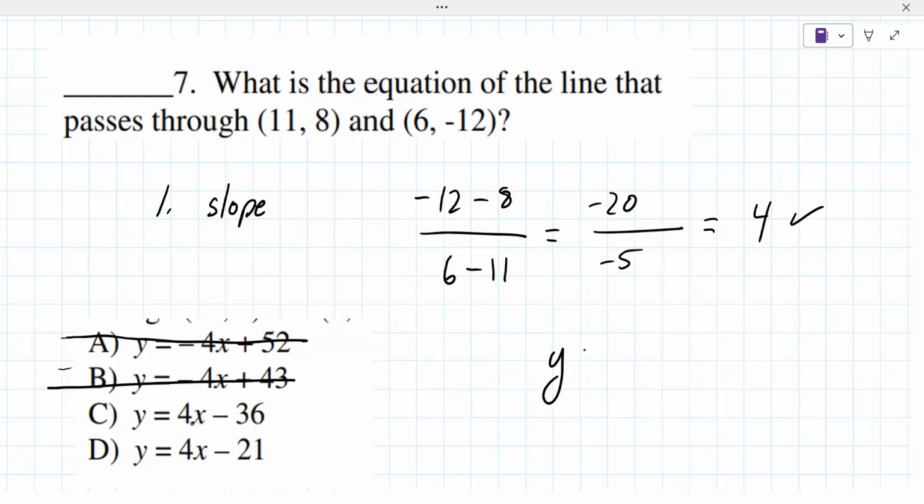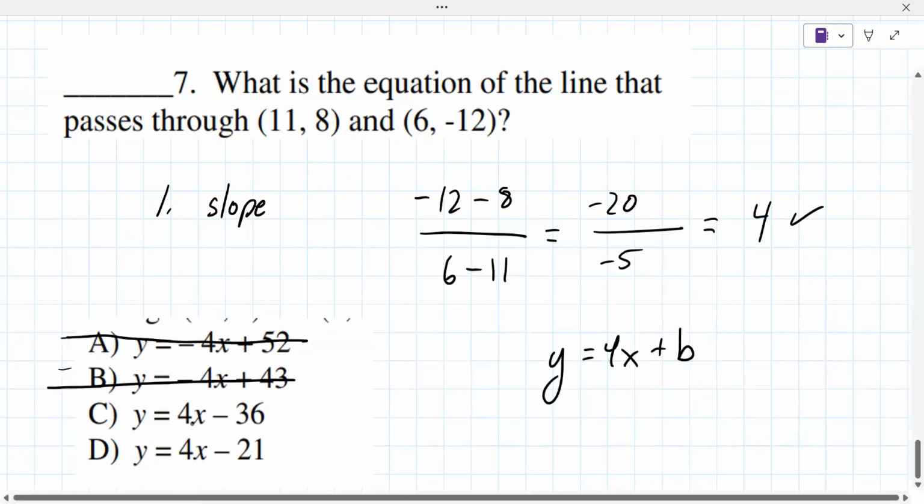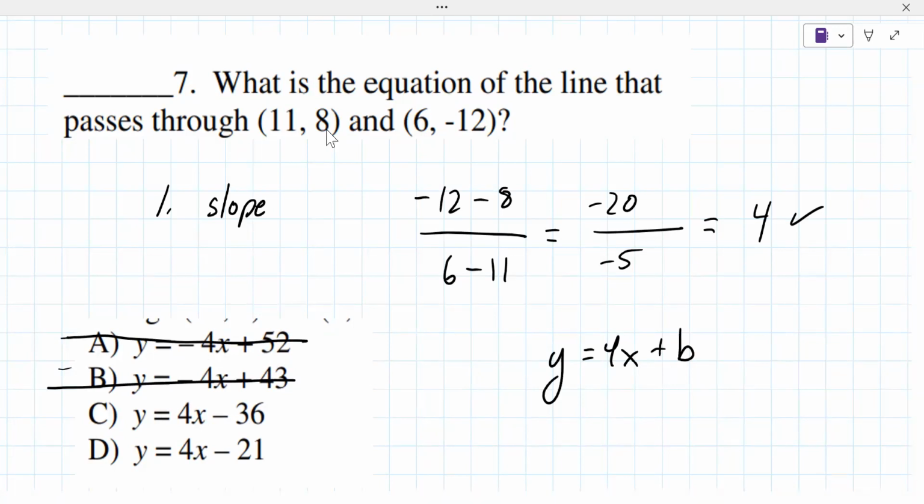Okay, so you're gonna write y equals 4x plus b, and I want you to choose either point. Doesn't matter to me. I probably would choose the first one because they're both positive, and go that direction. Use that first point to find the value of b, please.